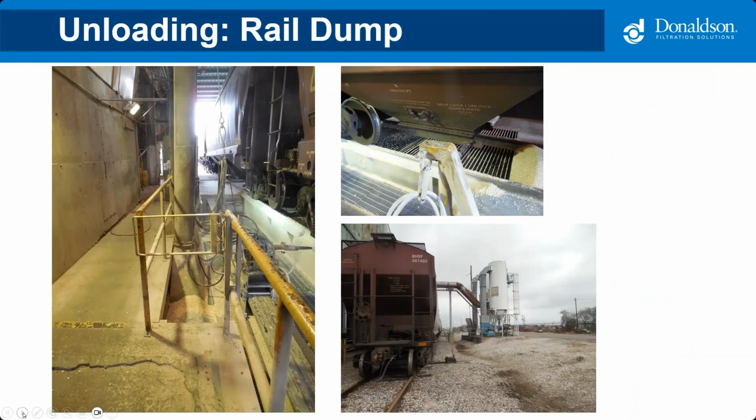Here's an example of a rail dump. You can see the rail car comes into the facility. It has a pit below where the rail car can actually dump. The pit below will have dust collection on it to be able to keep that area under a negative. This will prevent the dust from escaping.